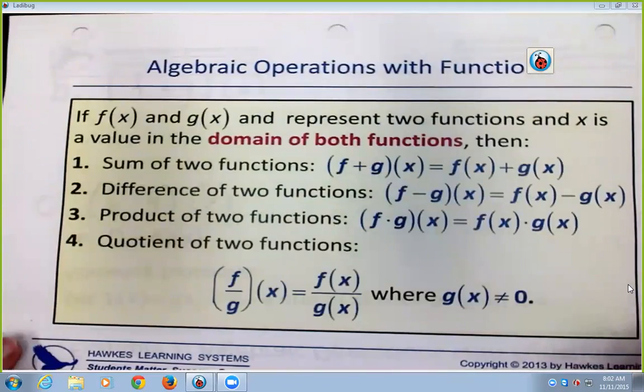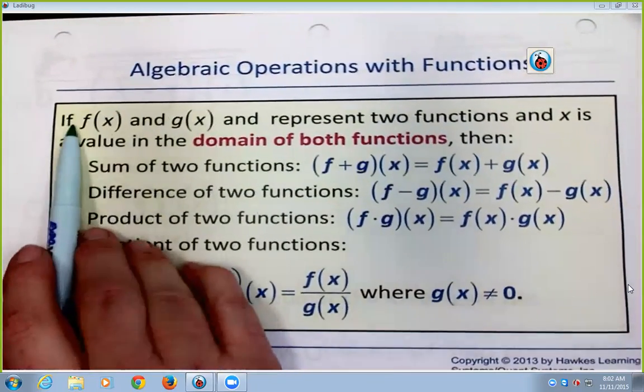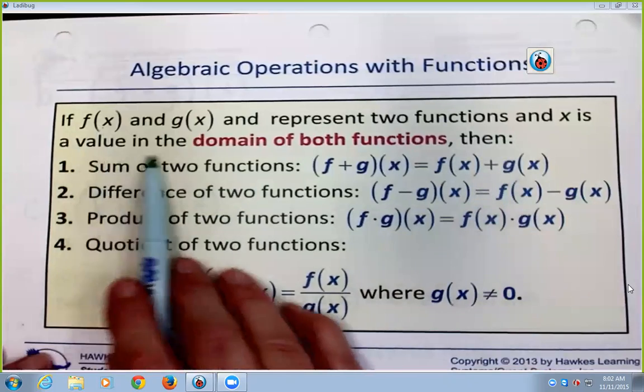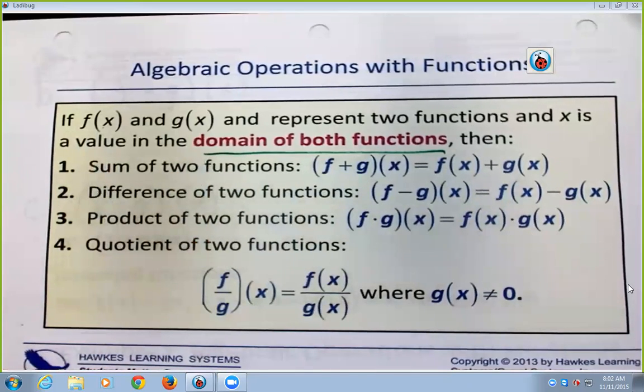So the algebraic operations, we're going to start out with two functions, such as an f of x and a g of x. That's going to represent our two functions. And x is the value of the domain of both functions. So domains come in here again. There's a couple places we have to be careful with domains, and that is radicals, where we have denominators that have a value in it that can never be zero, because that makes it undefined. We have the square roots and the cube roots, and square roots especially, or any even root, where we can never have anything negative under there. We can have zero, but not anything negative. So we've got to be aware of those types of things.